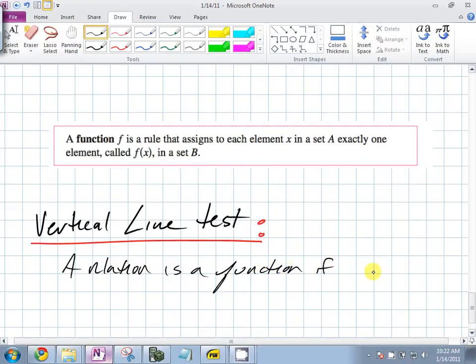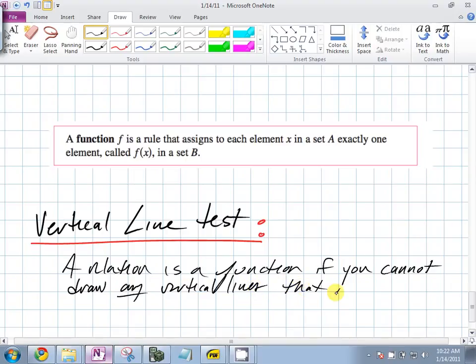So if you cannot draw any vertical lines that pass through more than 1 point on the graph of the function.